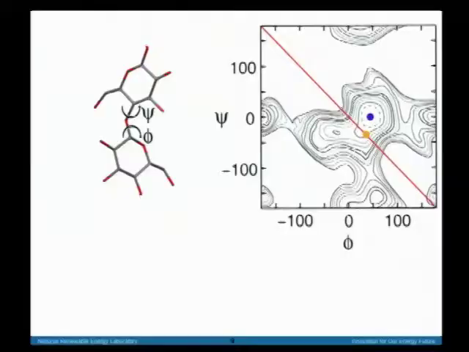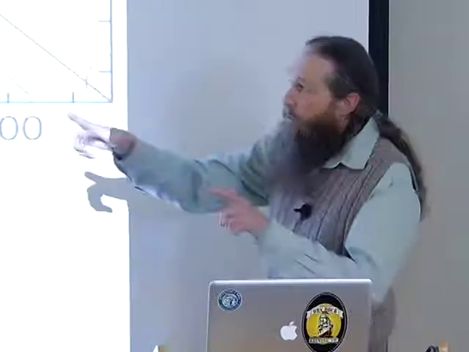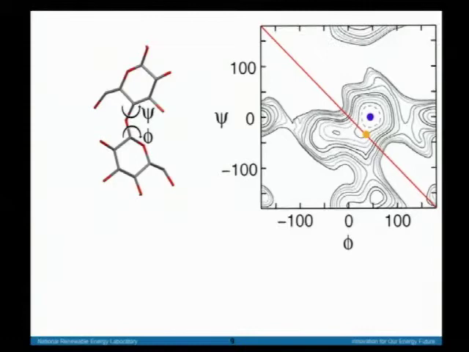Another aspect of this sugar that we had to be aware of is this phi-psi angle here. The way those two sugars rotate around the glycosidic linkage there, turns out with high-level quantum mechanics, you find out that the lowest energy is not with the two sugars planar. It's with it slightly off, so that you get a bit of a tilt to it.